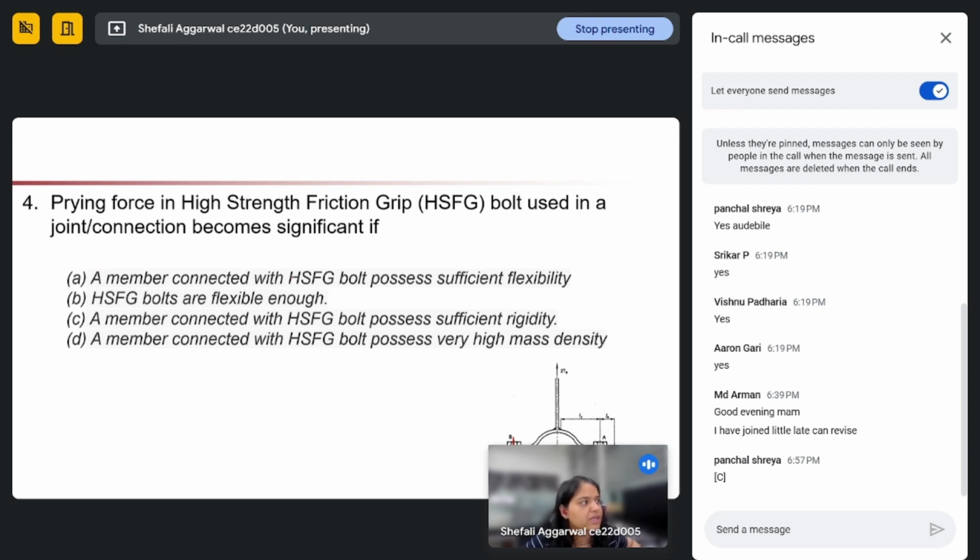When a member connected with the HSFG bolt possesses sufficient flexibility, or HSFG bolts are flexible enough, or member connected with bolt possesses sufficient rigidity, or member connected with bolt possesses very high mass density. Anybody who wants to guess the answer?